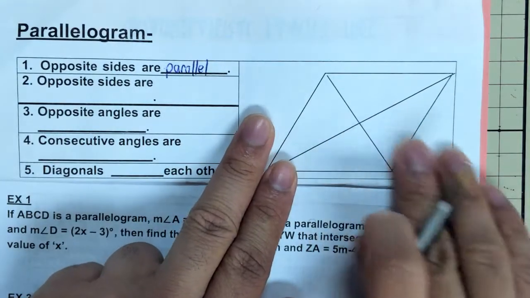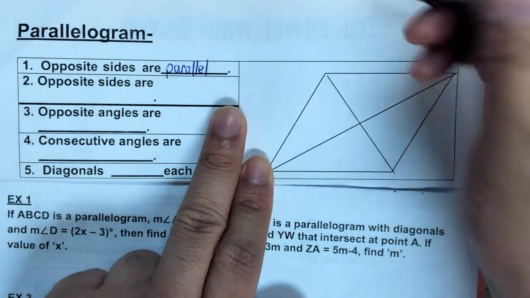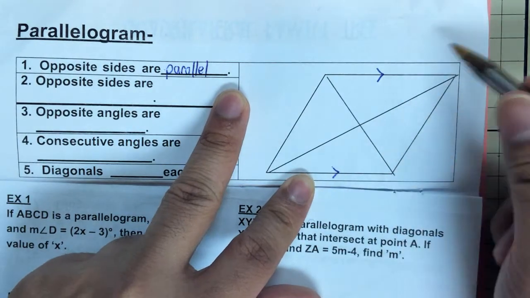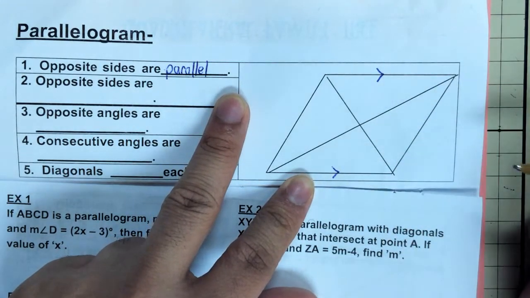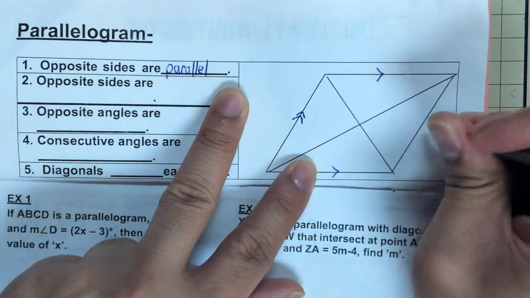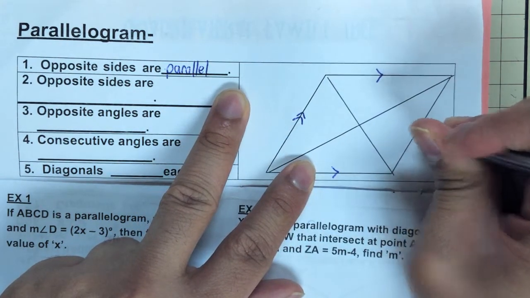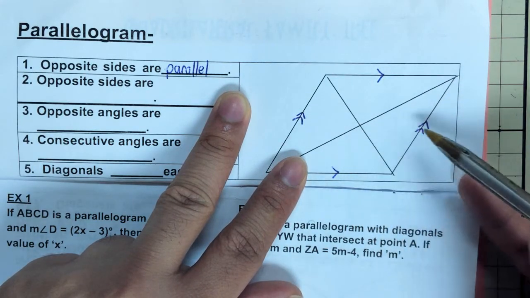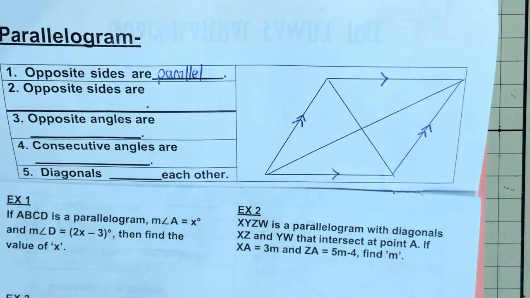What this means in my picture over here is where I'll start doing all the symbols. These arrows mean the top side and bottom side are parallel, they're opposite sides. And then the left side is parallel with the right side. One arrow parallel with one arrow, 2 arrows parallel with 2 arrows.